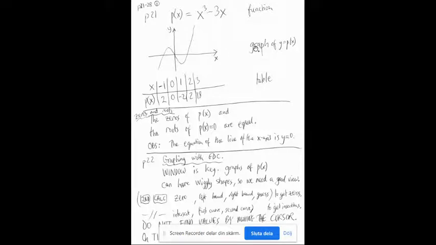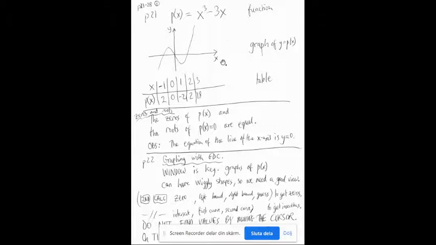So we can say that this is a graph y equals p of x. And we could also choose some x values and make a table. The algebraic form, the graphical form, and the table form are really the three main representations for a function.